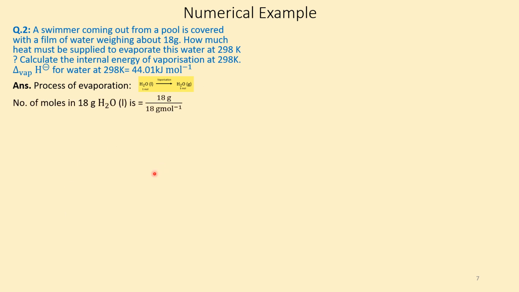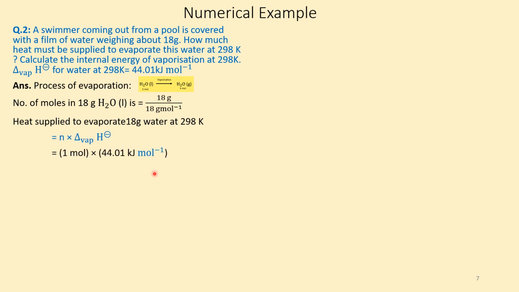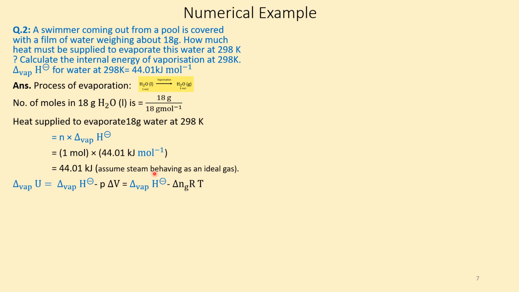So the number of moles in 18 grams of liquid water is 18 grams divided by 18 grams per mole. So the heat supplied to evaporate 18 grams of water at 298 Kelvin is n into delta vap H naught. That is equal to 1 mole into 44.01 kilojoules per mole. The value of delta vap H naught is given in the question itself. Converting into kilojoules, 44.01 kilojoules. And here we have assumed that steam behaves as an ideal gas.